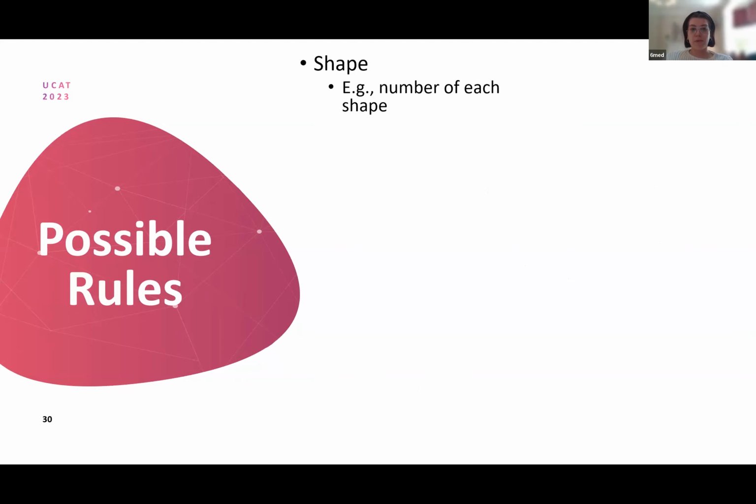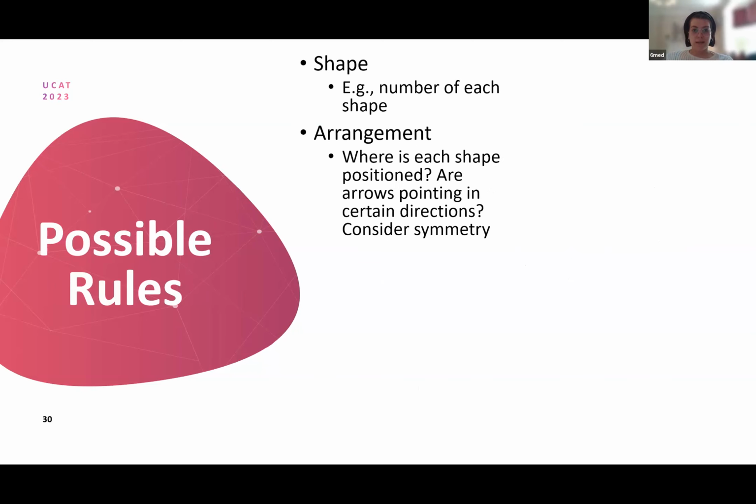Shape: think about how many of each shape are in each box. Arrangement: think about where arrows are pointing in particular. They love to have questions where arrows are pointing at squares at all points, or they're always pointing at a side of the box. And think about symmetry, that comes up quite a lot. Rotation is very, very common, especially in the sequence questions. When they give you a sequence and ask what the next shape is, quite often there's a shape that's rotating either clockwise or anti-clockwise.